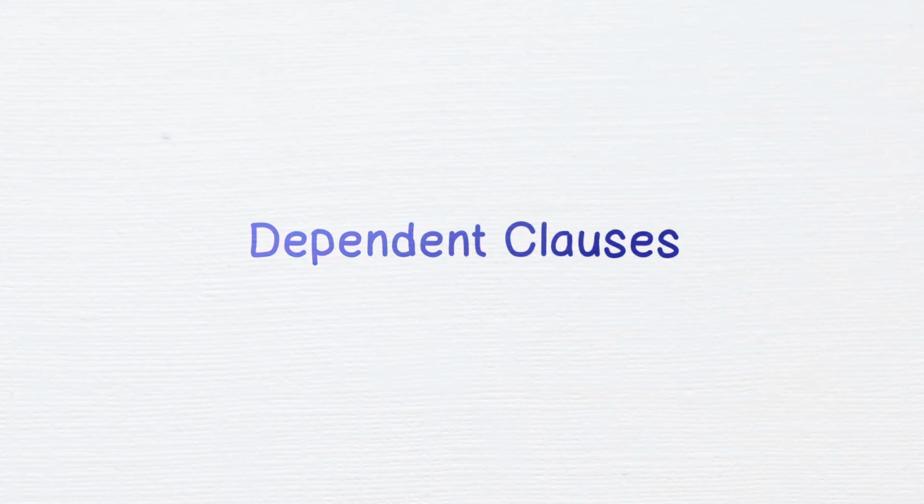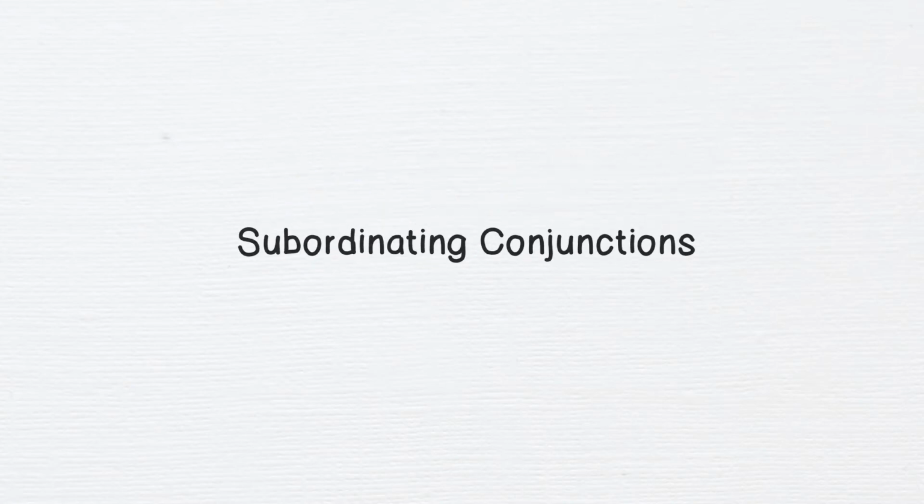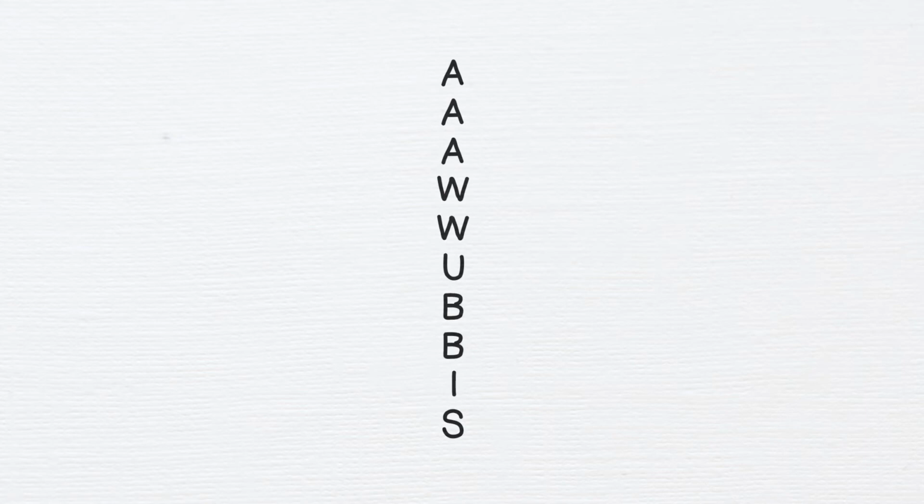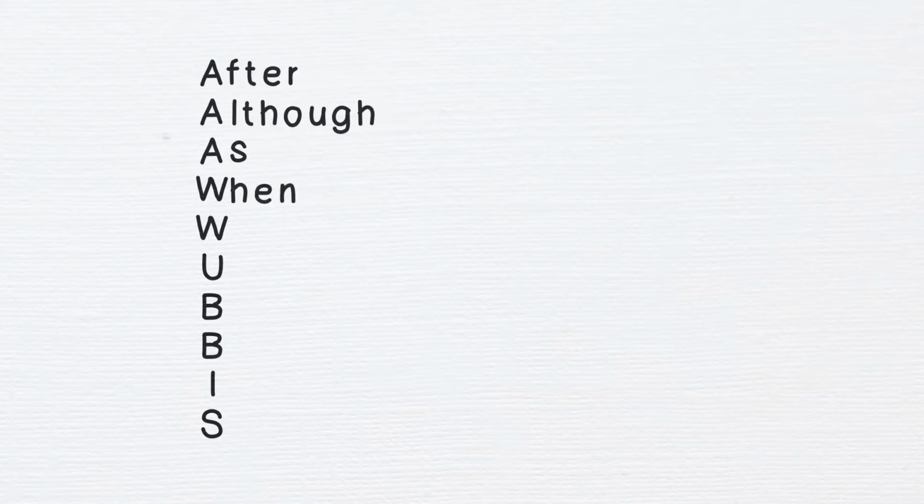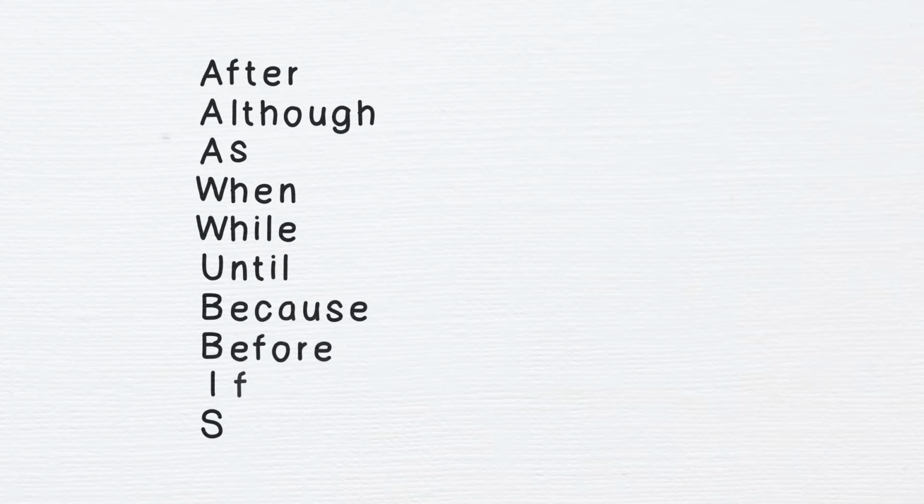Dependent clauses begin with words called subordinating conjunctions. There are many subordinating conjunctions, but the most common ones can be remembered with the following acronym: AWOOBIS. AWOOBIS, besides sounding like it's straight out of Star Wars, stands for after, although, as, when, while, until, because, before, if, since. Here are a few examples of dependent clauses.